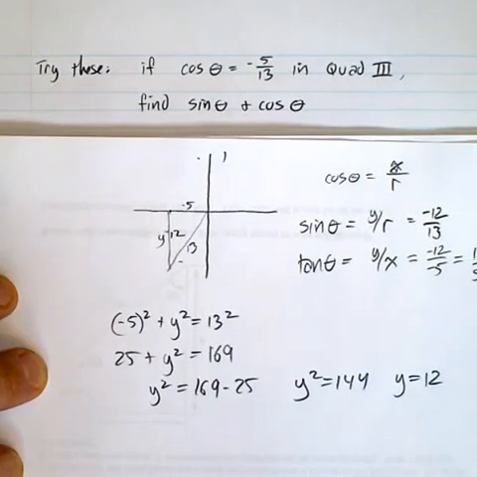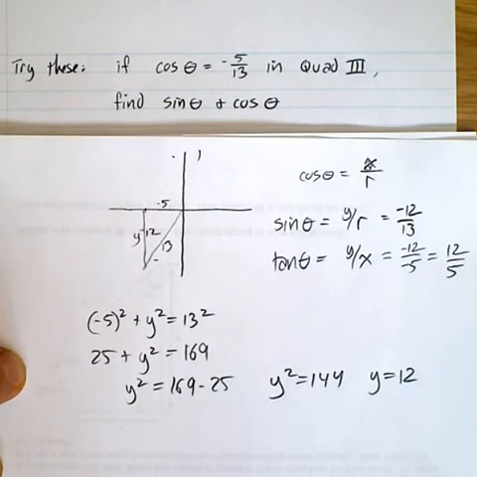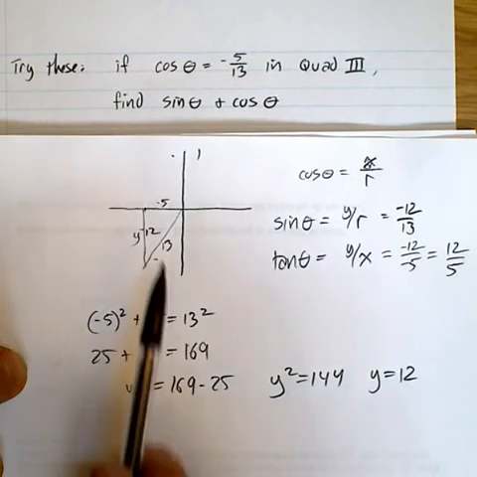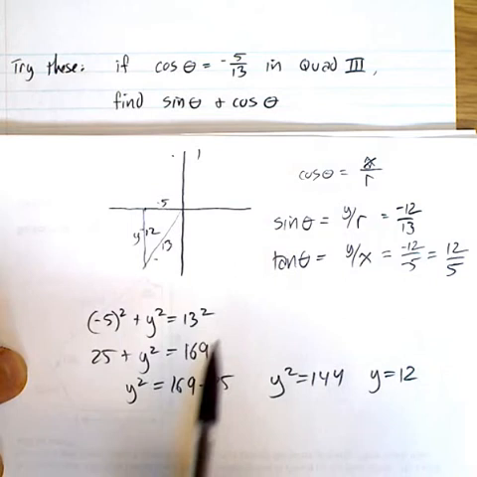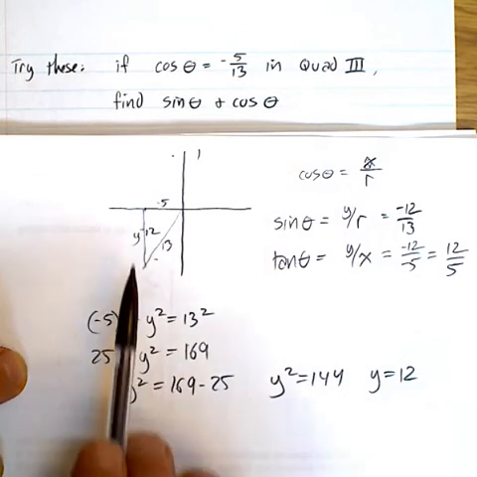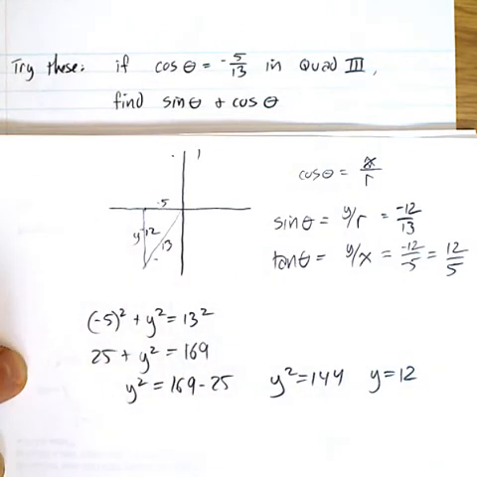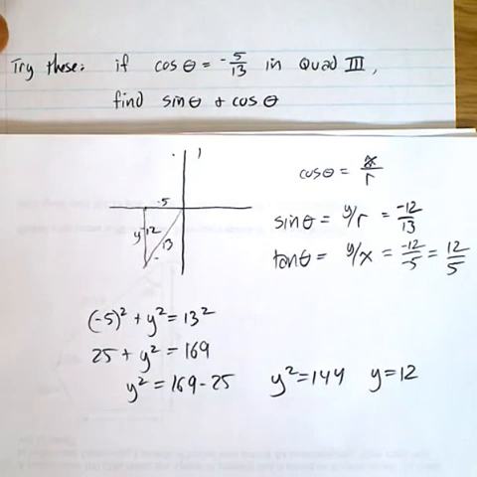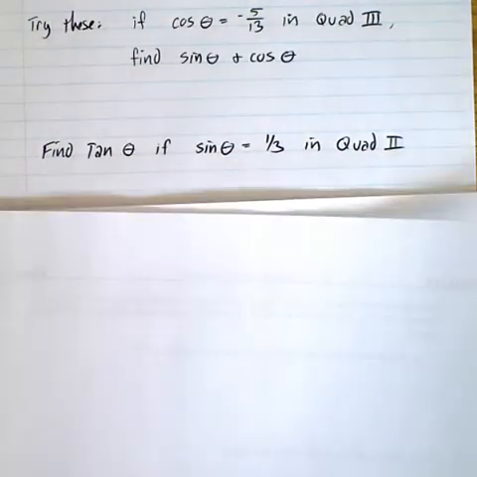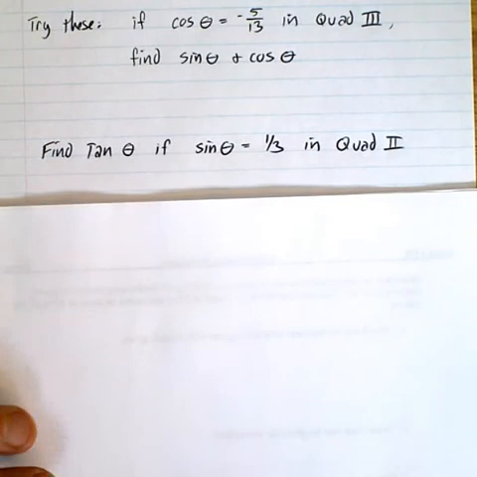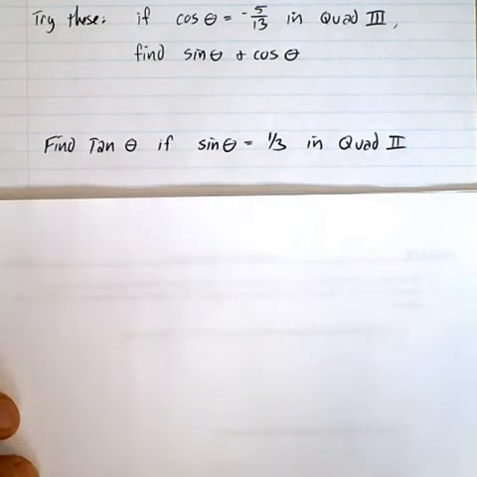Oops, that's off the thing there. There we go. Okay. So the key is to make the drawing first, put the right values in the right place, do some trigonometry or some Pythagoras to find a third side, and then simply use your trig ratios. SOHCAHTOA. Okay, let's try another one here. Find tan theta if sine theta is 1/3 in quadrant 2.